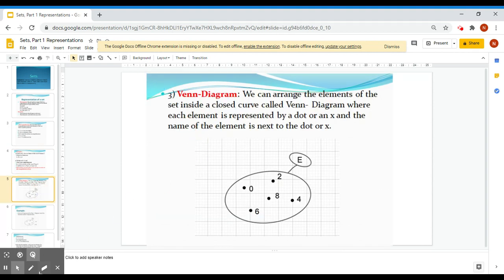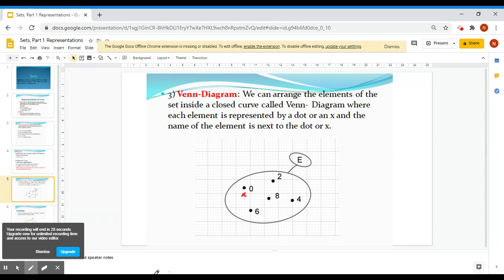Now the third representation is representation by a Venn diagram. A Venn diagram is a closed curve where we put the elements. Each element is represented by a dot. Sometimes we represent it by an X. And 0 is the name of the element, 2 is the name of the element, and we give the set a name. In this case, we name it E. And these are the elements of E.